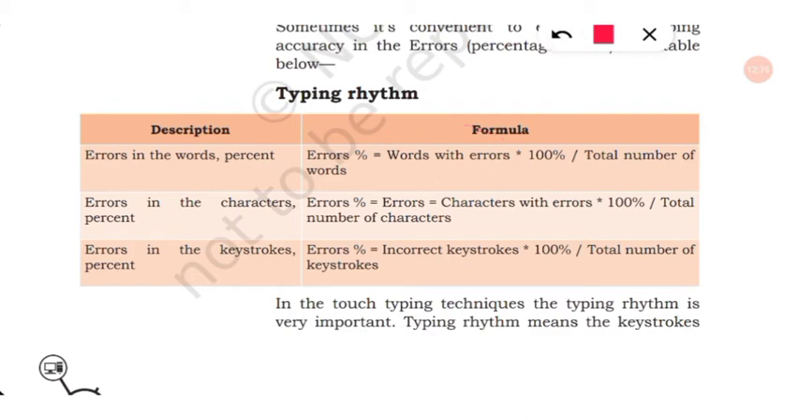Then error in the characters. Character error means number of characters with errors into 100 by total characters. Likewise, errors in the keystrokes is equal to incorrect keystrokes into 100 by total number of keystrokes.